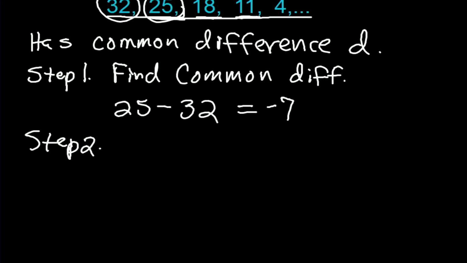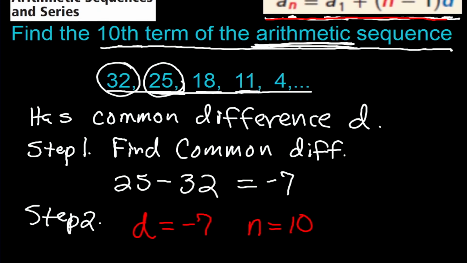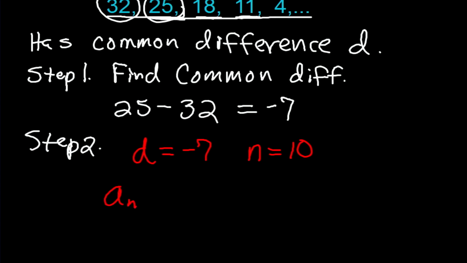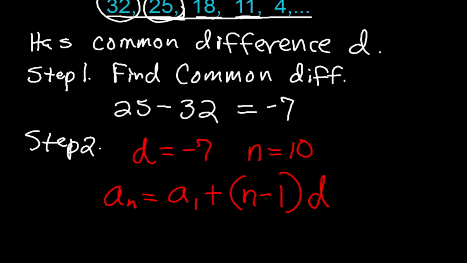Step 2, let's write down the things that we know. We just found out that the common difference d is equal to negative 7. We also know from the problem that n in this case is going to have the value of 10 because we're trying to find the nth term, or the 10th term. And then we're going to use this general rule, our formula, to help us finish this out, which was a sub n is equal to a sub 1 plus n minus 1 times the common difference d. That was our general rule. One other piece of information that we know, because we've been given the sequence already, is that the first term, a sub 1, is equal to 32. So we've defined all the things that we know.